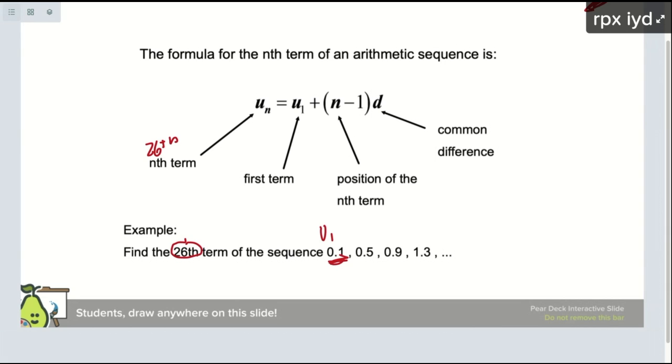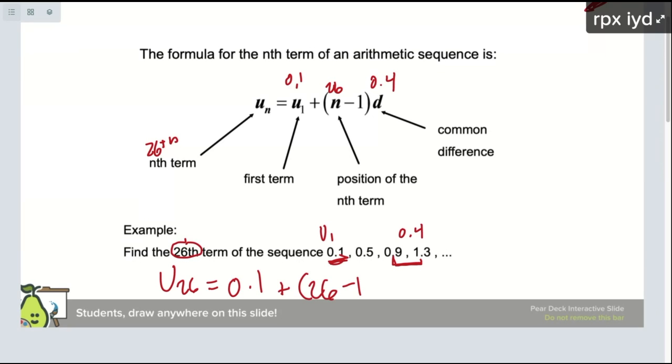So first term, 0.1, and then plus n, the position of the nth term, it's 26. So 26 minus 1 times our difference. So remember, I can just take any two of these that are adjacent and subtract that from that, and I'll get 0.4. So my difference is 0.4. So I just use that formula now. I'll say the 26th term, U26, equals 0.1 plus 26 minus 1 times 0.4.